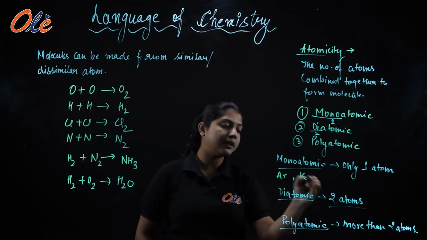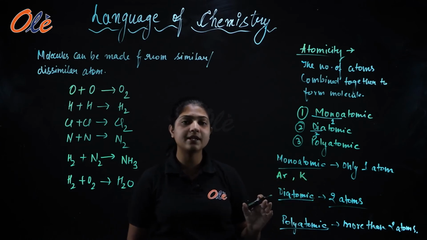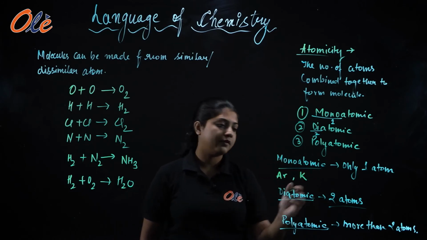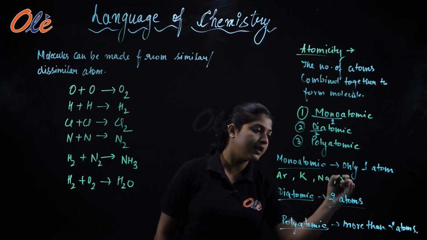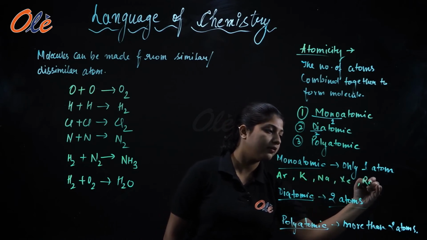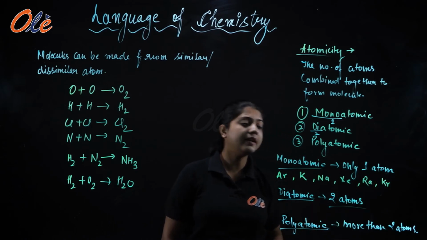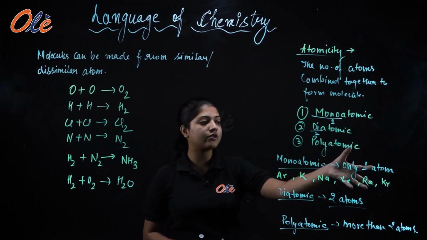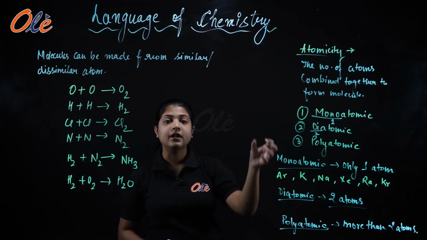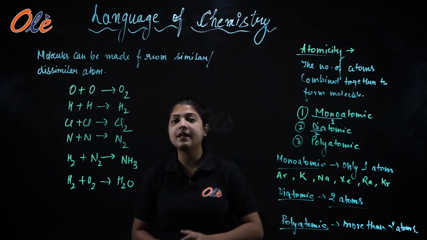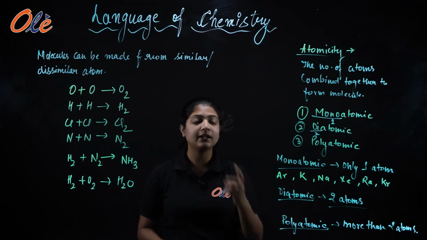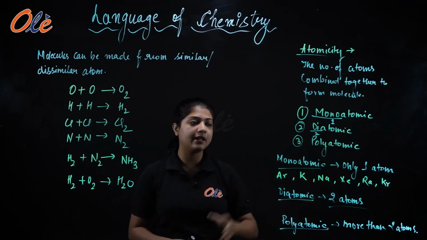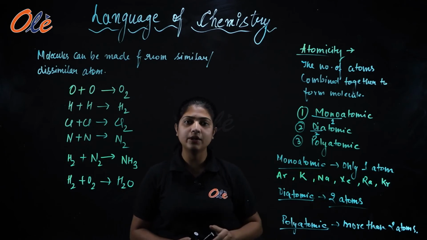Now, potassium is a metal, but here again we are taking it as a molecule. Sodium, xenon, radon, krypton, right? So these are some examples of monoatomic molecules. Why are they monoatomic? Because only one atom is involved to form a molecule. As I have said, an atom can exist independently or cannot exist. In this case, the atom is existing independently and thus forming the monoatomic molecule, right?